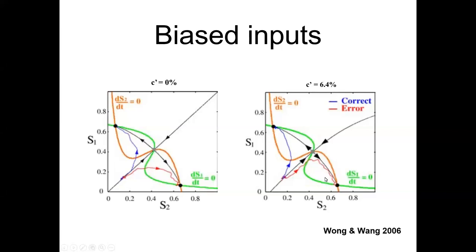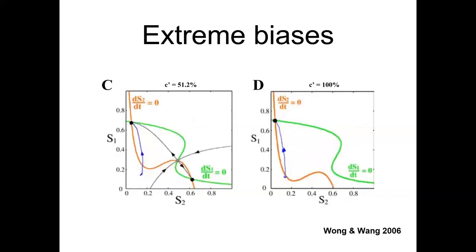But the network still has two stable points, so that the network is still capable of making both choices. And that's pretty much true even for stronger inputs, like when the coherence is at 51.2. But if we increase the coherence to a very large value, we found that in this case, one of the attractors would disappear. So in this example, there's no longer an attractor here, and the network would drift to this attractor with a probability of 100%.